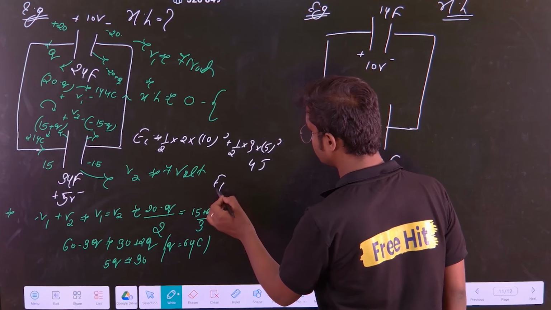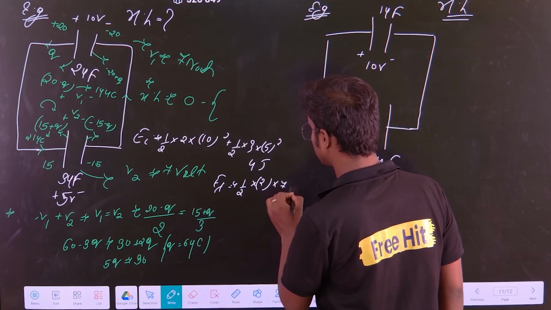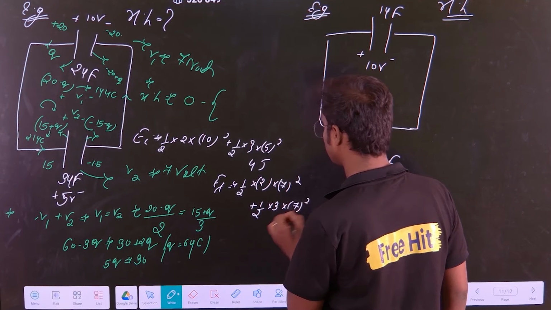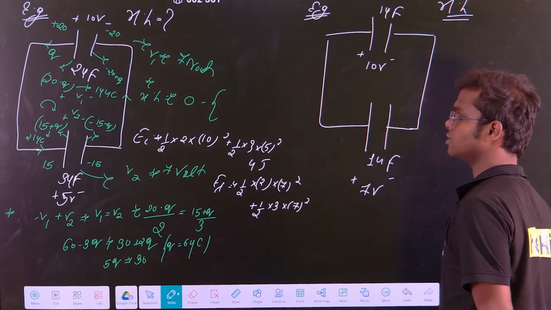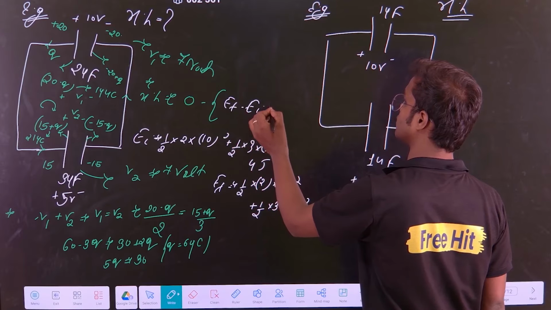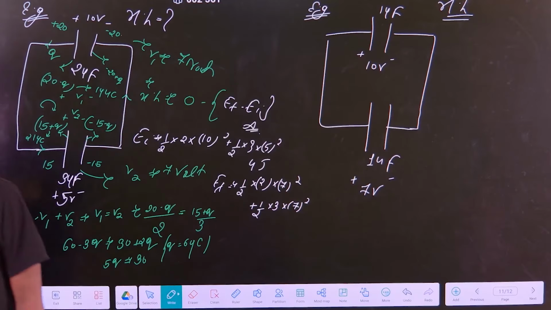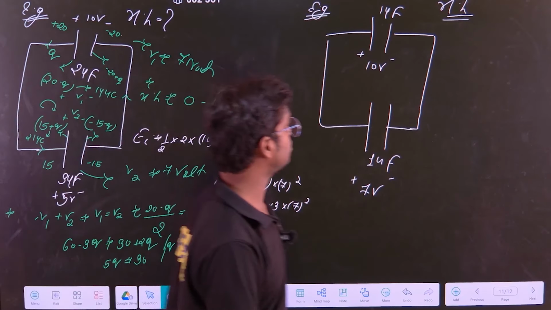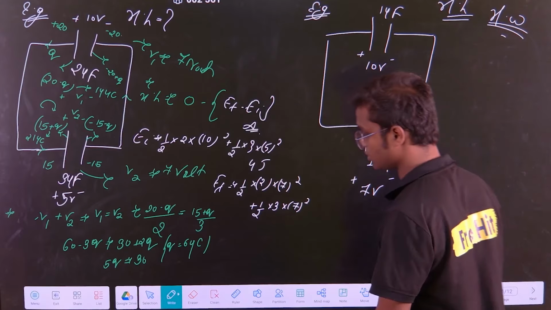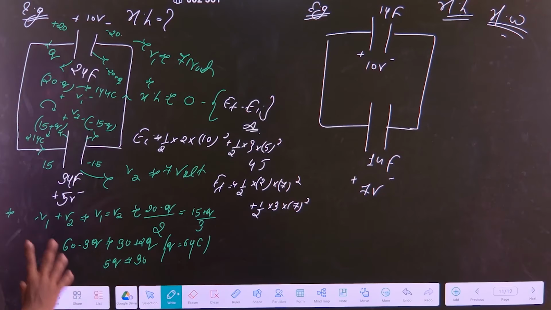What is the final energy? That is half C into 7 square, plus half into C into 7 square, correct? E final minus E initial you will do, you will get the correct value. This is my E final minus E initial. That is the answer for this. Clear? I hope you understand the concept of how to calculate. So this is the homework for you. You have to calculate the energy lost or heat loss in this case, correct? Any doubt here? Please let me know if anyone has a doubt in this.